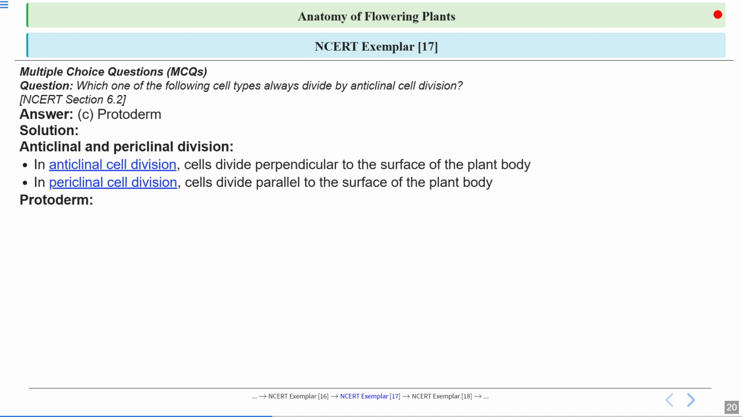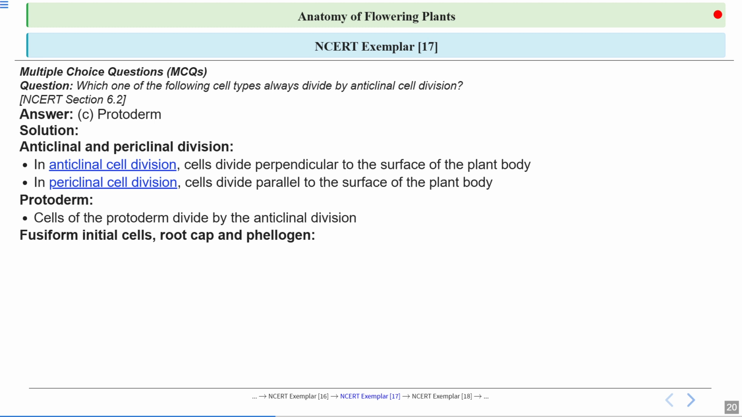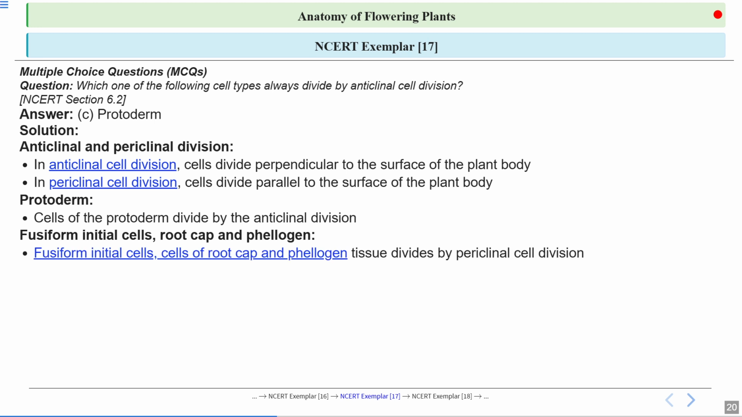Now we will talk about the protoderm. Cells of the protoderm divide by anticlinal division. And the fusiform initial cells, root cap and phloem are the other options. Fusiform initial cells, cells of the root cap and phloem tissue divide by periclinal division. But the anticlinal one we see in the case of protoderm. So the final answer is option C, protoderm.